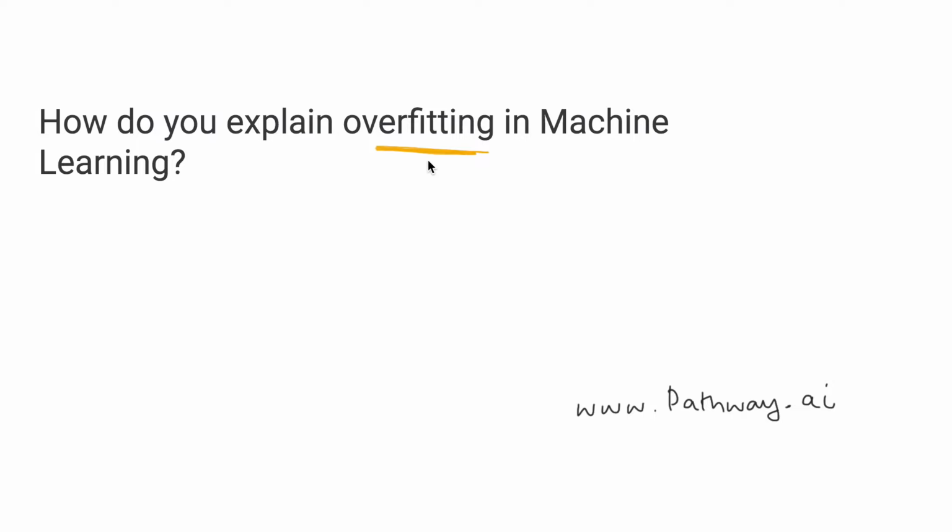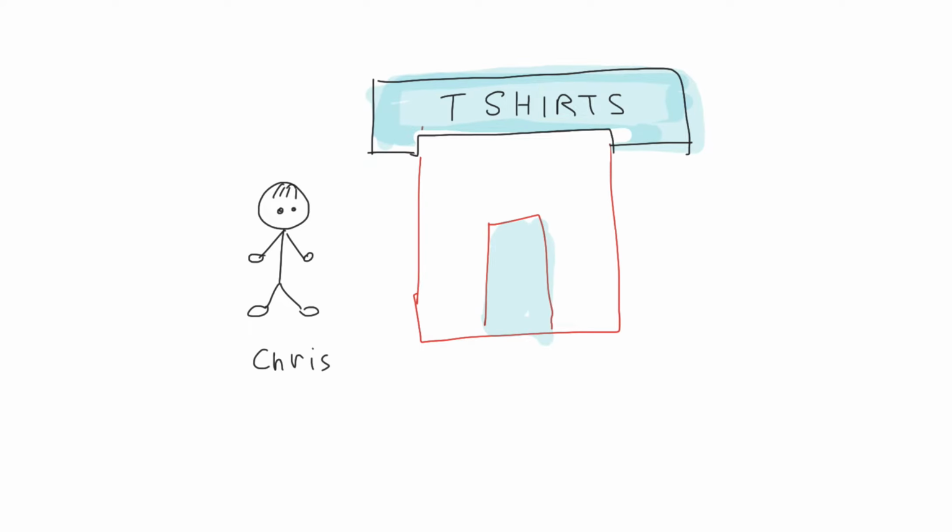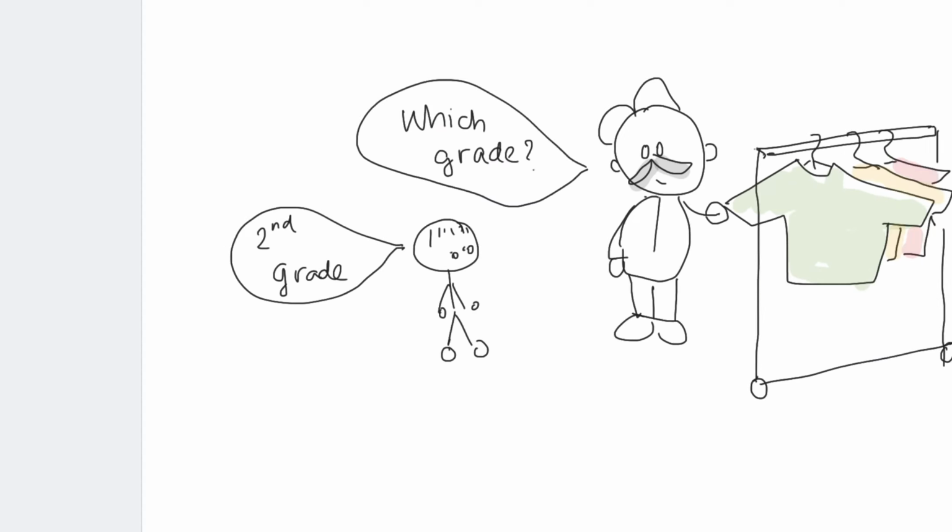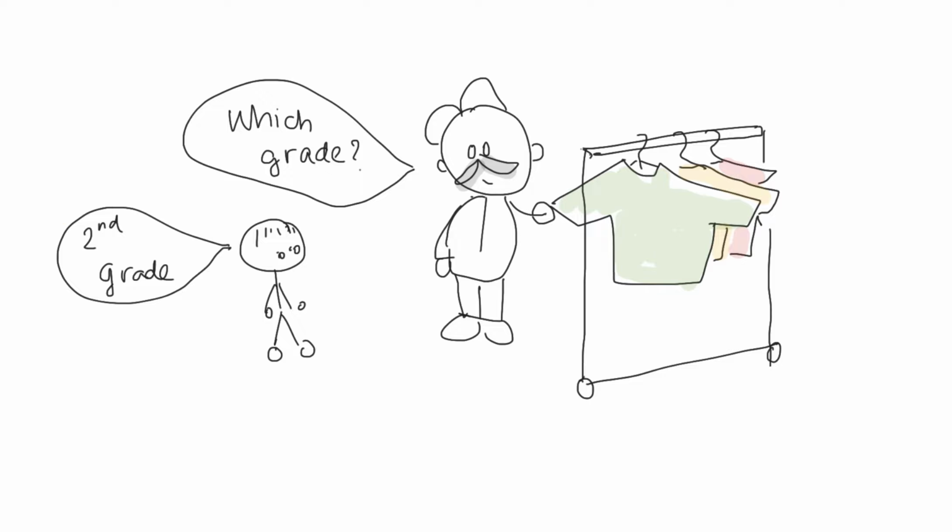But this is around overfitting, and it might be worthwhile to go through the story. And the story is there's this boy whose name is Chris. He's shopping around for t-shirts. He heads to the store, and the shopkeeper, his name is Jim, goes ahead and asks him, which grade do you belong to? And Chris is in second grade, so he says second grade.